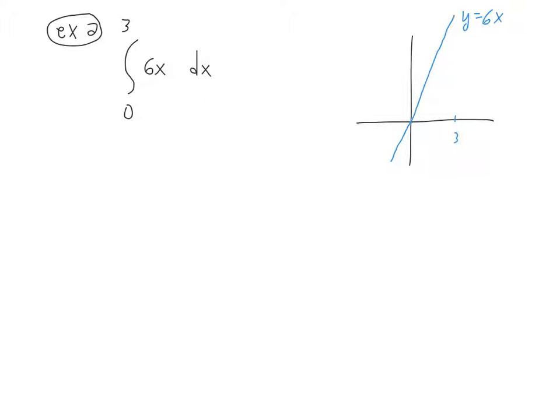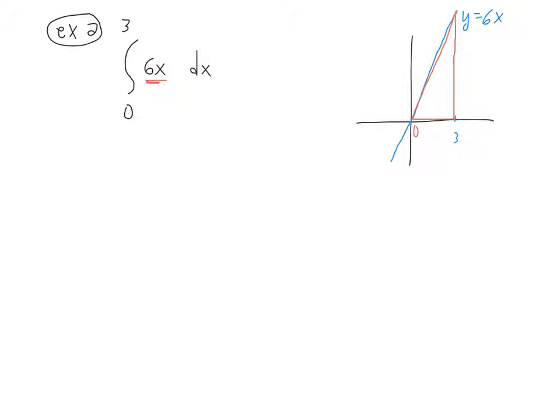Okay, next example here, we're looking to evaluate this definite integral from 0 to 3, and we see the function is 6x. So what this really means is we're trying to find the area underneath 6x from x values ranging from 0 to 3. So if we were to graph y equals 6x, we know it's a line, it's pretty steep, and we're looking to find the area bounded by that function, the x-axis, and then x values going from 0 to 3.